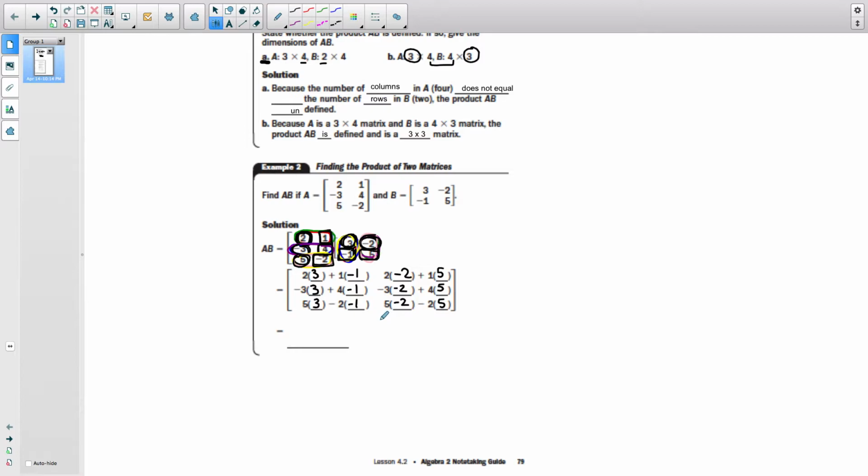All right, so now once I have written out all my products, now I'm going to actually simplify it. You can simplify it all in one step, or you can break it down into 2. It's up to you. I'm going to break it down into 2 steps. All right, so I'm going to multiply my products first. So 2 times 3 would give me 6. And then +1 times a -1 is going to give me a -1.